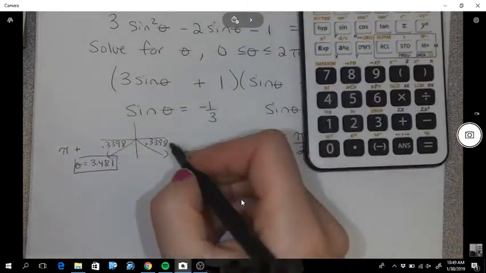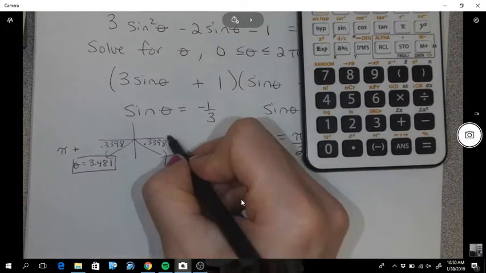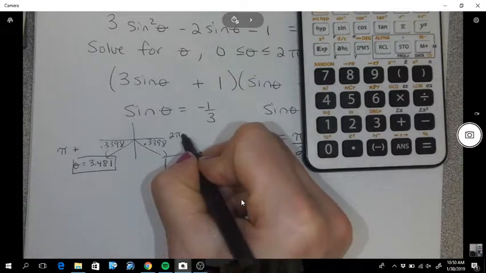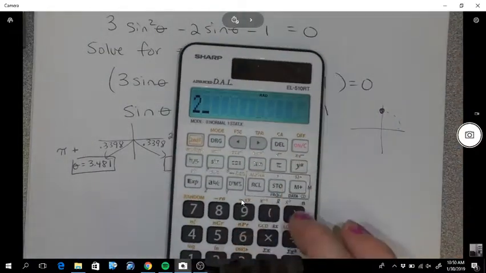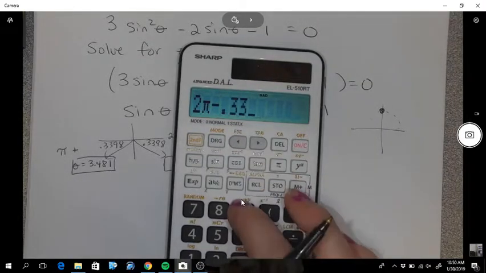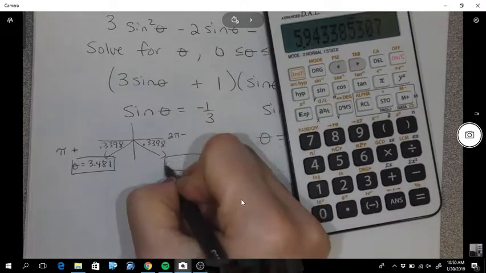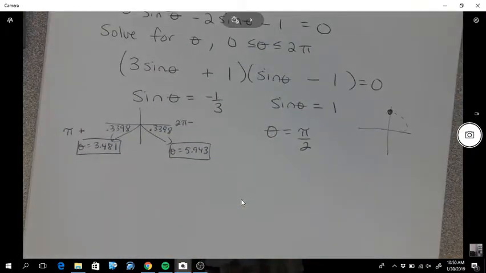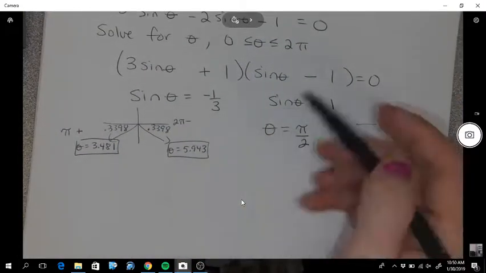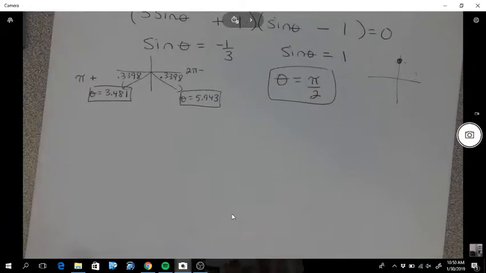Okay, and where did this one end up? It is smaller than 2 pi. Okay, that's a full circle, and then we're going to take off that many radians. So 2 pi subtract 0.3398, and you get 5.943. Okay, so we have 3 solutions, 1, 2, and 3.